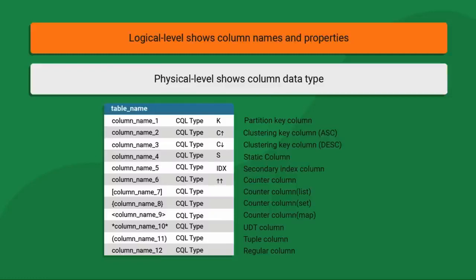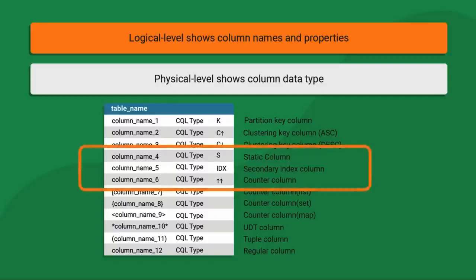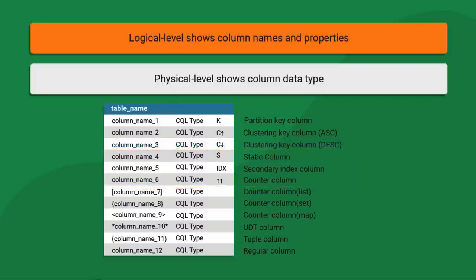We can now write or create table commands using these column names and their respective types into our database. Also note that column 1 is a partition key, which is represented in the table as K. Similarly, column 2 and 3 are our clustering columns, which are represented by C followed by an upward arrow or downward arrow representing the ascending order or descending order respectively. A static column is specified by S, secondary index column as IDX, and the counter column as a plus plus.